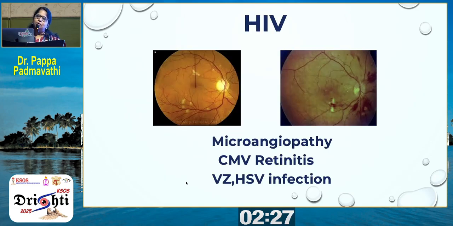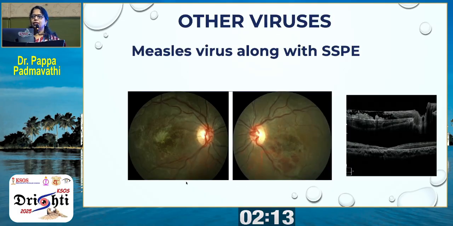That is the diagnostic clue, and it can cause retinal vasculitis also. HIV can cause microangiopathy, which presents as cotton wool spots and hemorrhages. It can be associated with CMV retinitis, and even varicella zoster and HSV infection can be seen in HIV patients. Among other viruses, in children with SSPE, subacute sclerosing panencephalitis, there may be retinal necrosis affecting the macular area, so the children will have defective vision. This may be the first sign of SSPE also.